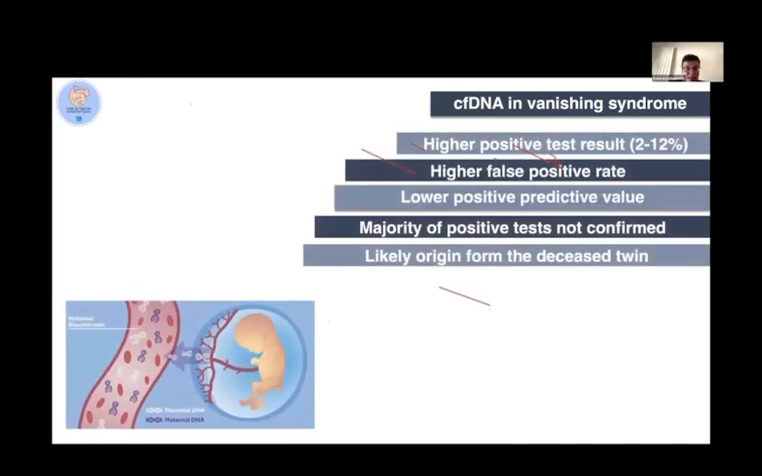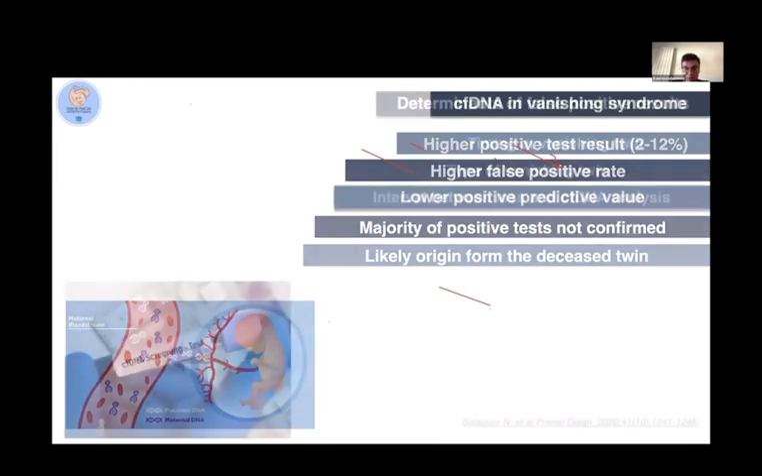We actually testify that compared to standard application on a cfDNA based technique, we have a higher positive test result in cases with vanishing twins, which can potentially range from 2 to 12%. And this leads to higher false positive rates, lower positive predictive value, and the majority of positive tests in the setting of the vanishing twins were not confirmed after invasive procedure. Of course, in most of the cases in which they were confirmed, they were likely from the deceased twins.